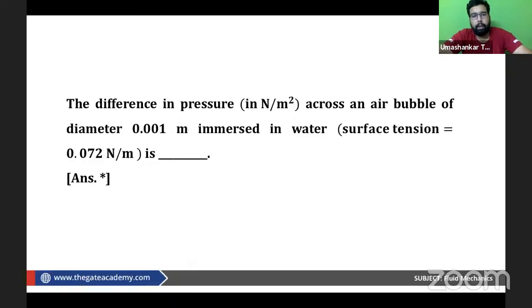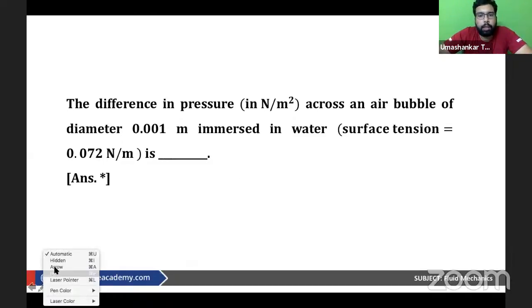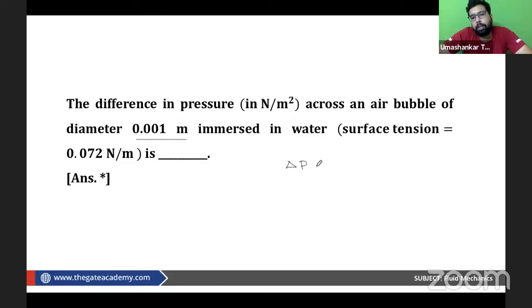Is it done, my dear? So we have to find the difference in pressure across an air bubble of given diameter, immersed in water with the given surface tension. So what is the pressure difference? If we remember the formula, it is 4 sigma by D, or 2 sigma by R. Sigma is the surface tension, 0.072, and radius is 0.001 by 2.